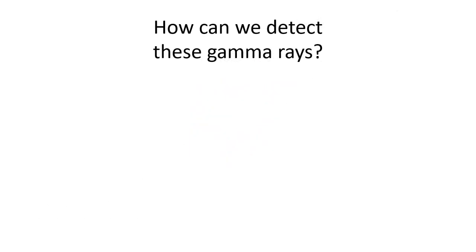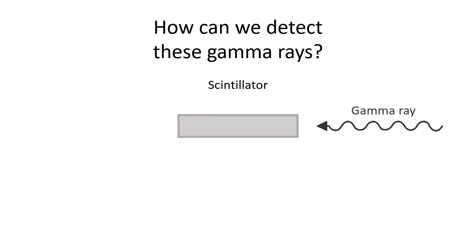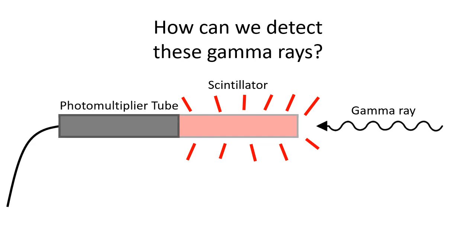Now, how do we detect these gamma rays? Well, we can build a detector out of an array of scintillators which fluoresce when exposed to gamma radiation. Now, this fluorescence can be detected by a photomultiplier tube that can convert that fluorescent signal into an output voltage that can be read with various instruments.